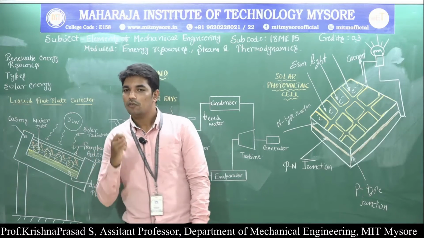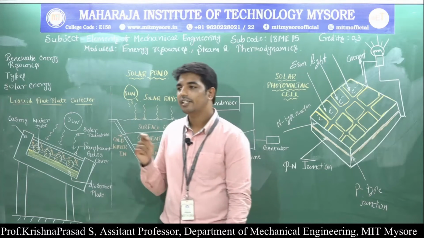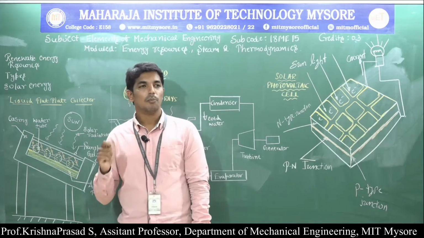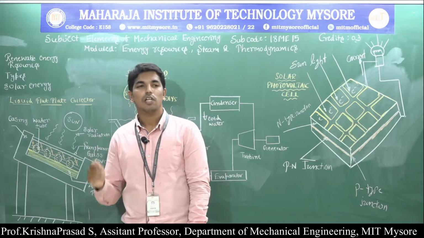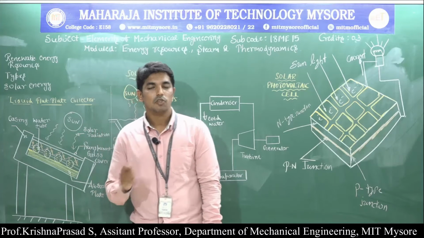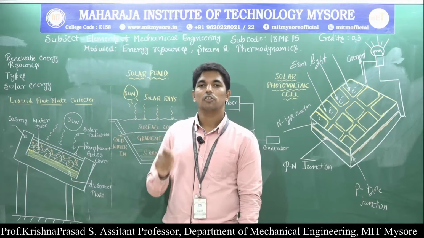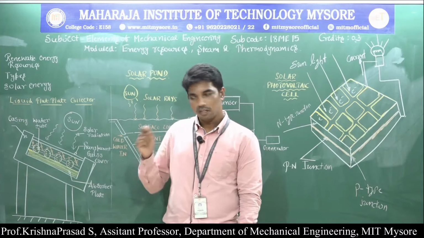In the very first thing, we need to understand what is meant by solar energy. Solar energy means energy radiated from the sun in the form of electromagnetic radiation. Then, what is meant by solar power? Solar power means power produced by utilizing solar energy.